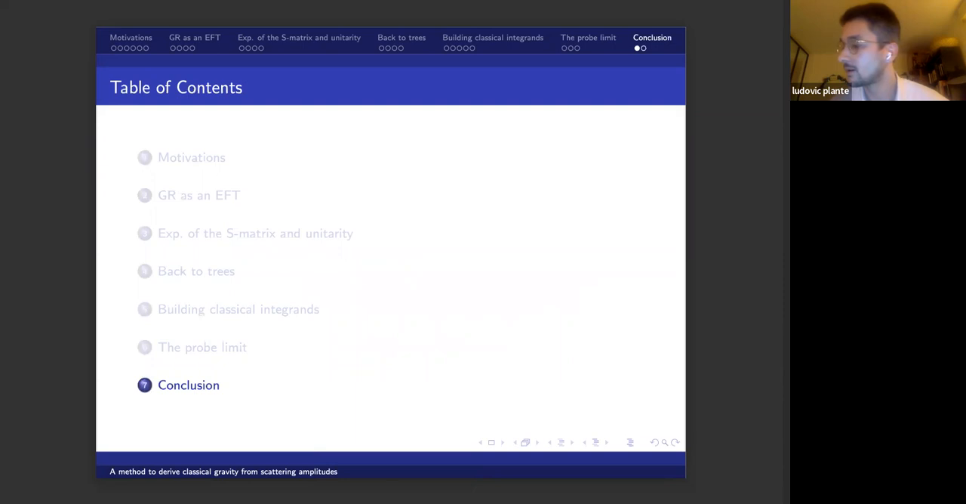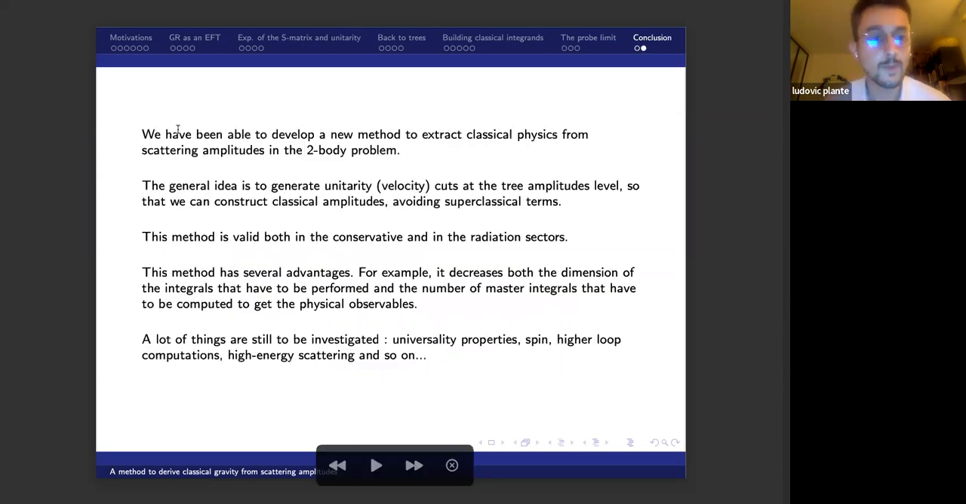So now, as a conclusion, I would say that we have developed a method to extract classical physics from scattering amplitudes. The general idea is to generate unitarity cuts at the tree amplitude level so that we can avoid superclassical terms, but at the integrand level. So we don't have to compute them and subtract them, but we can really cancel them at the integrand level and compute classical integrands directly. The other advantage of the method is that it works both in the conservative and the radiation sectors.